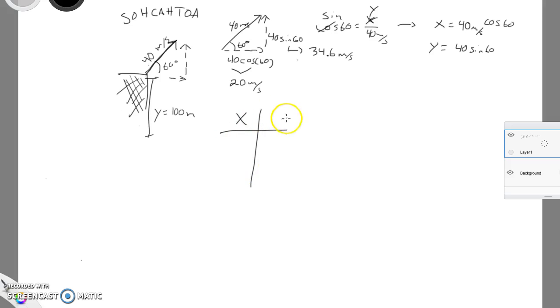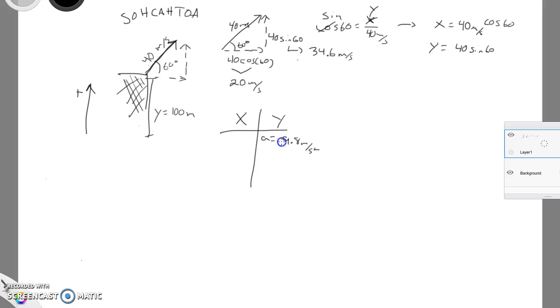We'll talk about horizontal and vertical motion. In the vertical sense, we have acceleration of 9.8 meters per second squared. It's totally arbitrary. I can say that up or down is positive. I'll continue to say that up is positive.